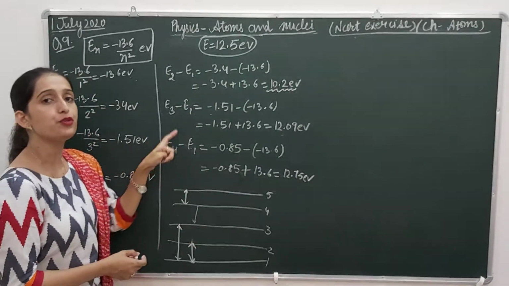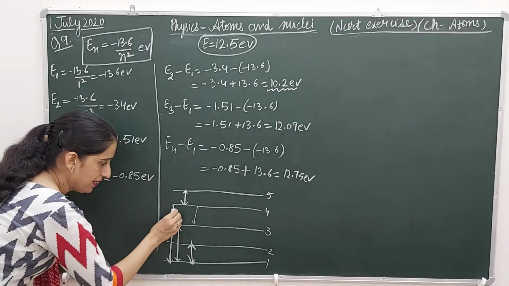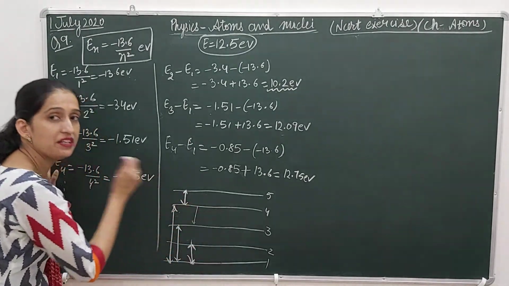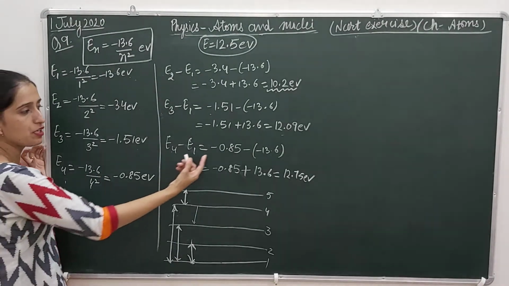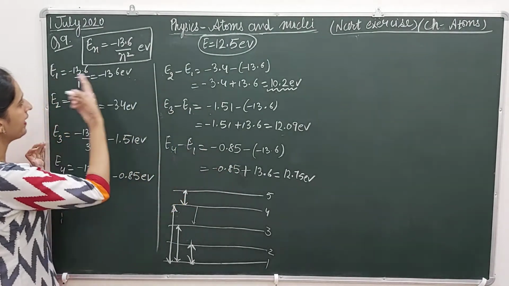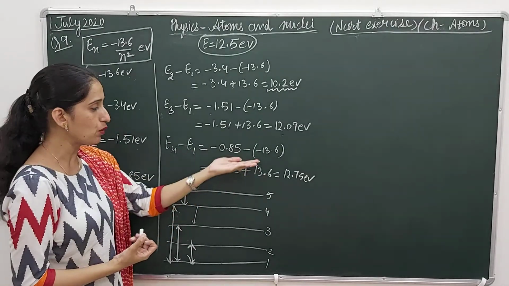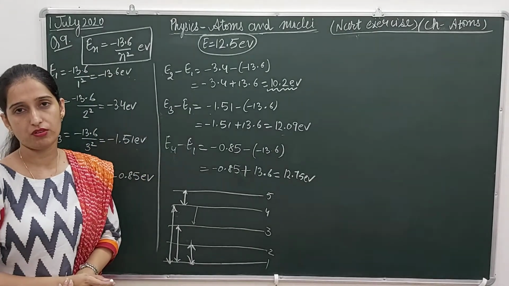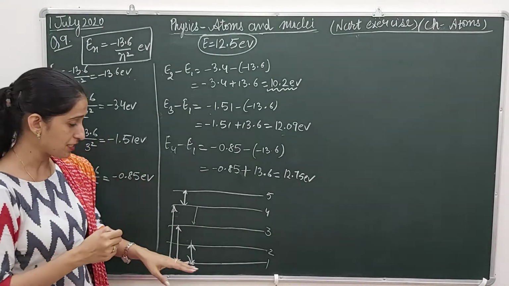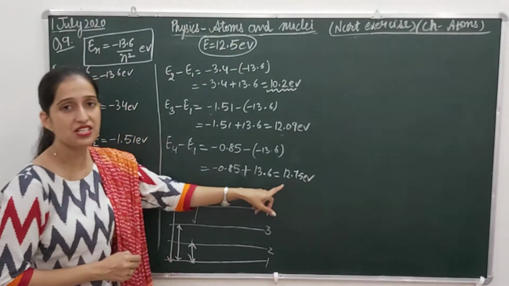Now, can it jump to the fourth level? Then we need to find out the energy gap between the fourth and first level. The energy of the fourth level is minus 0.85. The energy for the first level is minus 13.6. When we calculate this gap, it is equivalent to 12.75 electron volts. It means if we want the electron to jump from first to fourth, it should have this much energy.